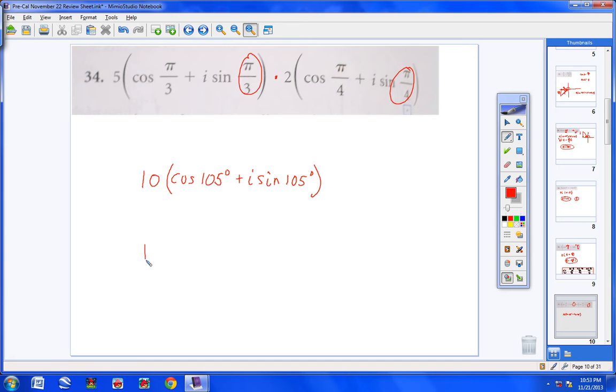Now, to be honest with you, in a normal math classroom, if the original problem was written in radians, then they're going to want your final answer to be in radians. I'm not super strict on that, but it is something you need to be aware of. So if you were to convert 105 degrees over to radians, you would get 7 pi over 12 plus i sine 7 pi over 12.